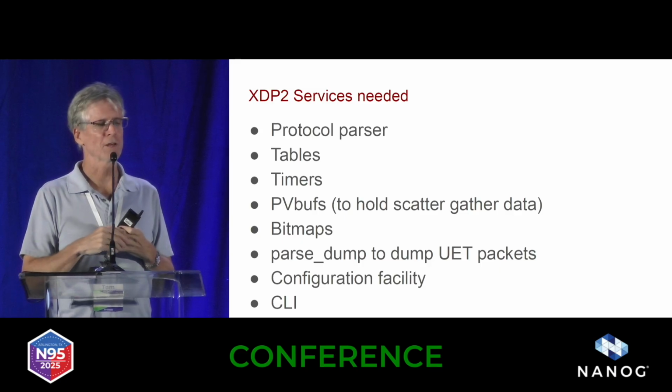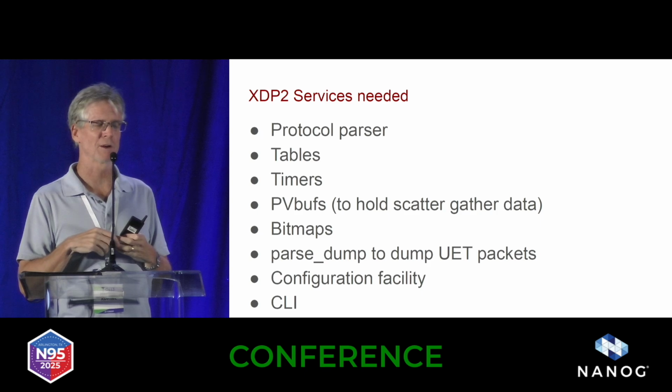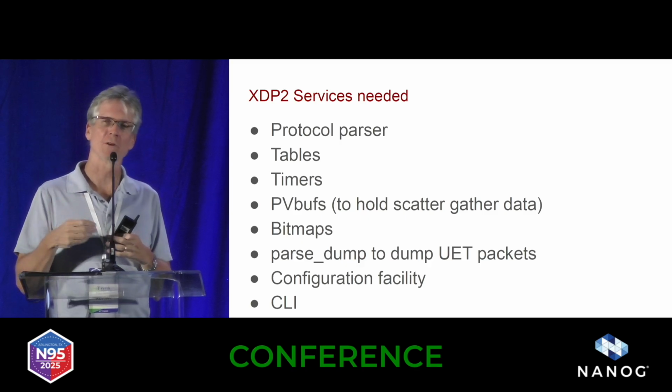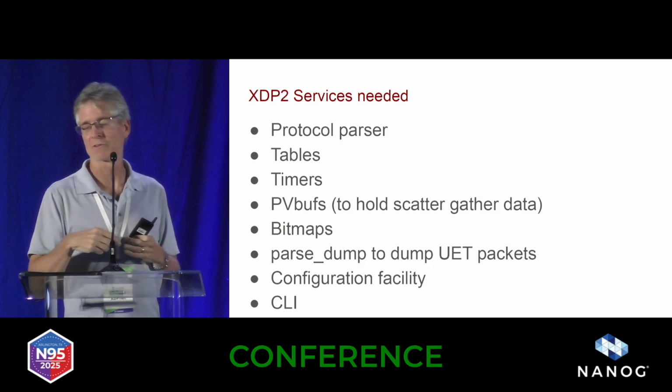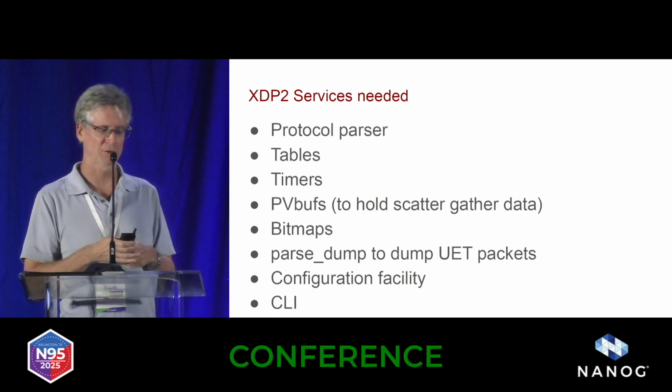A couple of other things. Dumping UET packets is going to be kind of important. I think there's already some work on that for Wireshark. Configuration facility, as you can imagine, a system like this is going to have a lot of configuration. And for XDP2 in particular, we definitely want a CLI in order to be able to control this in real time.